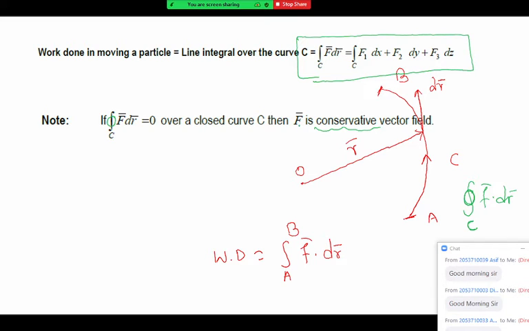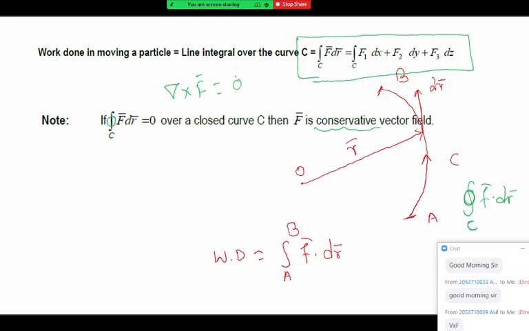Okay, but I'm asking another question. We already proved F bar is a conservative vector field. What is the formula we use to prove F bar is a conservative vector field there? Sir, curl F is 0. Correct. So this is del cross F bar, that is curl F bar is a 0 vector. Then F bar is conservative.